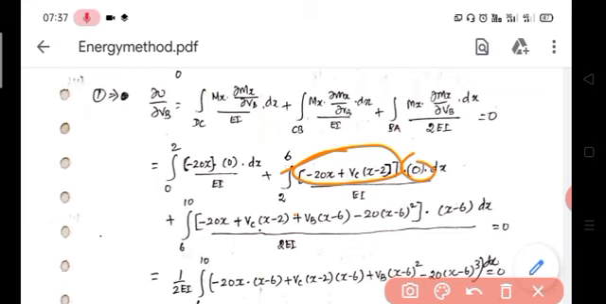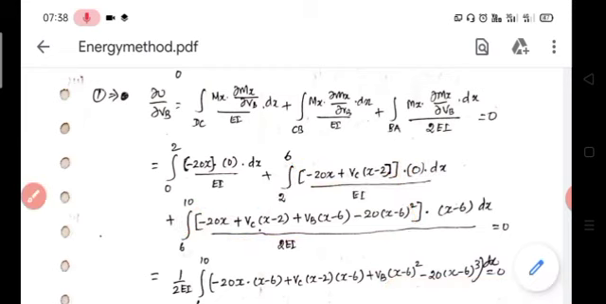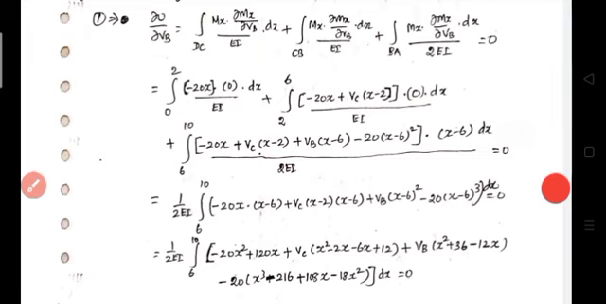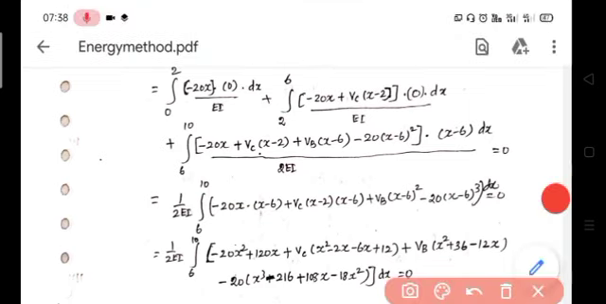Mx for this portion is equal to minus 20x plus Vc into (x minus 2) plus Vb into (x minus 6) minus 20 (x minus 6) square, into dou Mx divided by dou Vb, which is equal to x minus 6. Now expand this equation. In the first term, in the DC portion, the partial differentiation of Mx with respect to Vb is equal to 0, so this is cancelled. The second term is also 0, so this is cancelled.